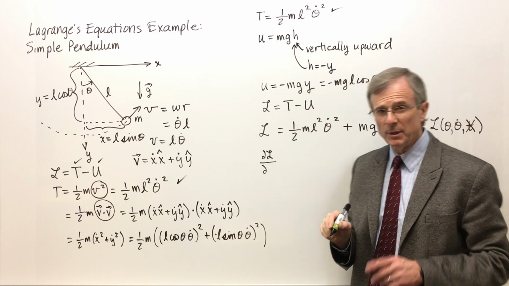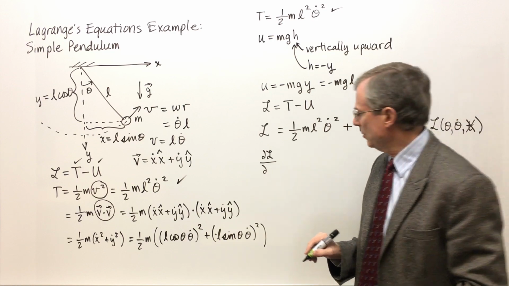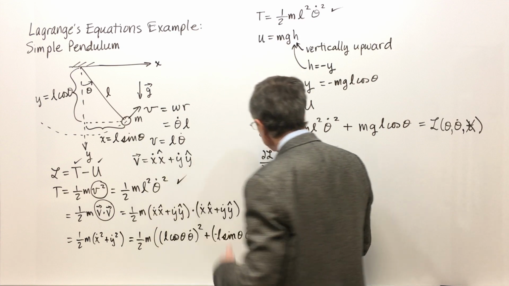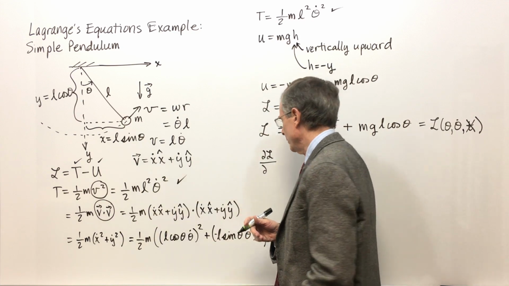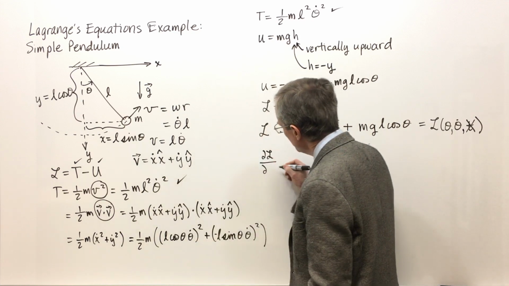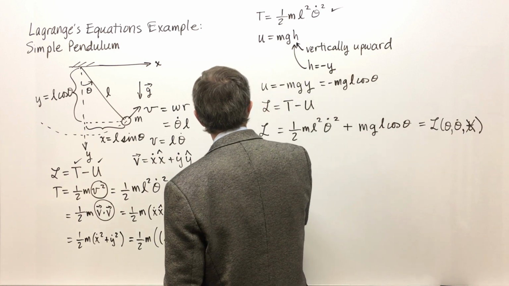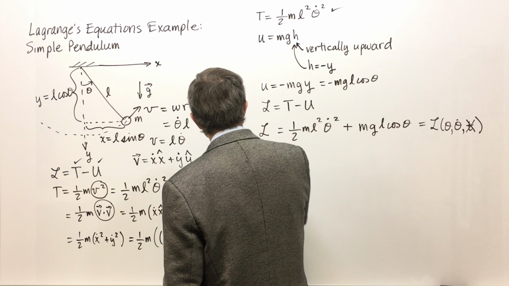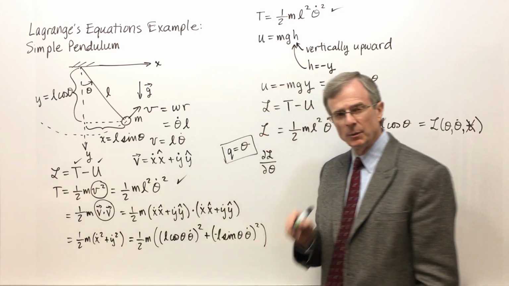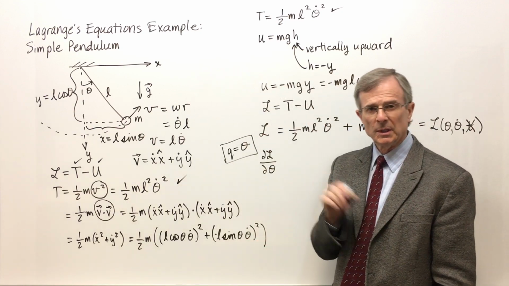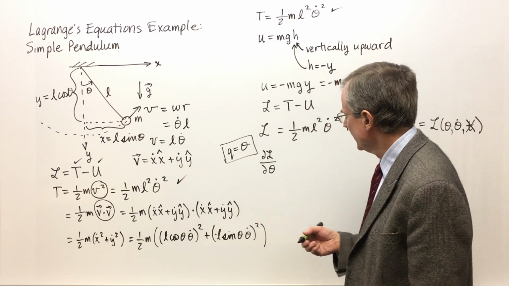So theta is a pretty good choice for a generalized coordinate. In fact, it is a great choice. So when you write Lagrange's equations, this is dL/dq. Well, we're just going to say q, the generalized coordinate, equals theta, and plug that into Lagrange's equations.